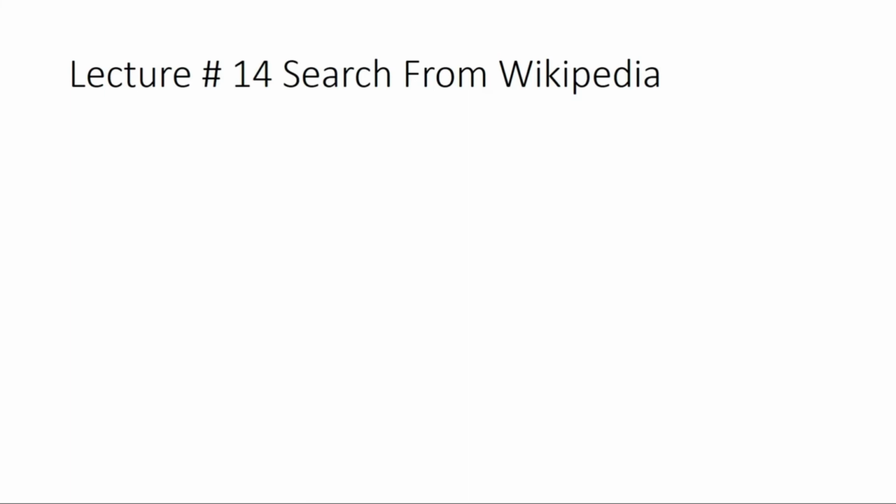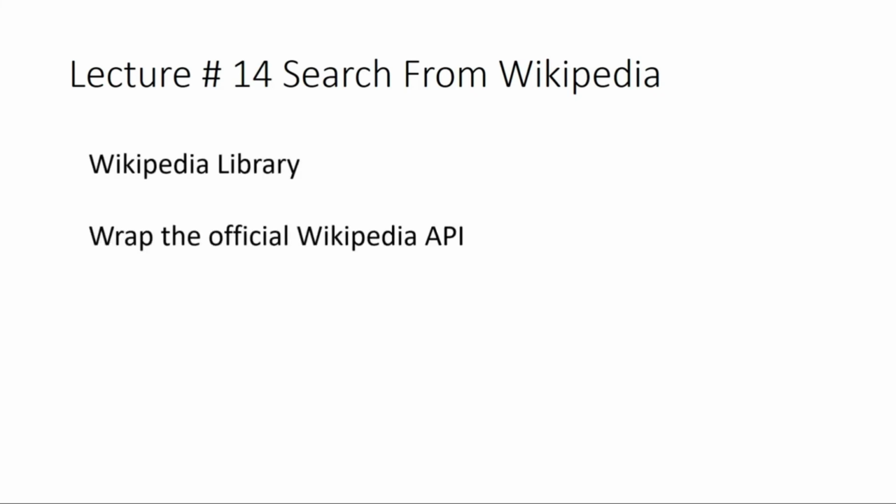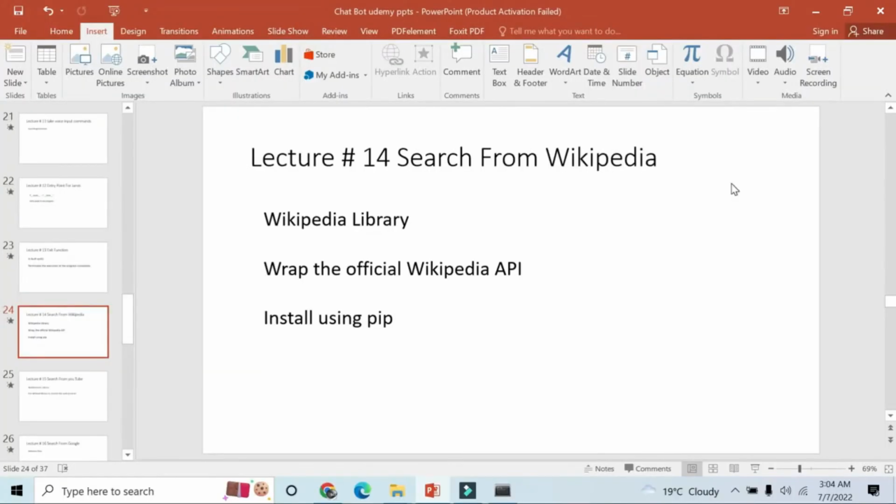Since the internet is the largest stand-alone source for getting information, we need to know how to fetch information from the internet. For that purpose, Wikipedia is the best and largest source. So in this video, we're going to learn how to make our Jarvis fetch information from the internet using Wikipedia. For that, we're going to use the Wikipedia library, which basically wraps up the official Wikipedia API. So instead of using the official API, we will use the Wikipedia library and install it using the pip package manager. Let's go to the Jupyter notebook and see how we can use it.